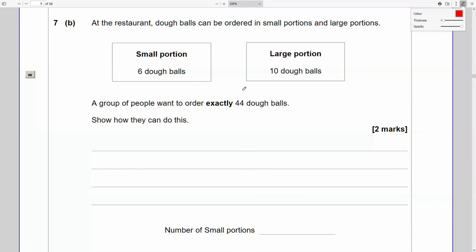Well, the thing is we need a 4 on the end. So the only way we're going to do that is a multiple of 6. Anything times 10 is going to be a 0 on the end. So we go 6 times 4 equals 24. Okay. And then 10 times 2 equals 20. So that's our 44.